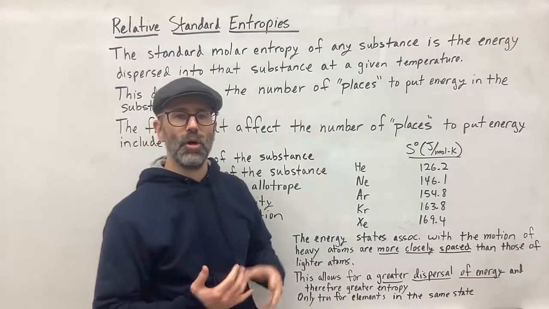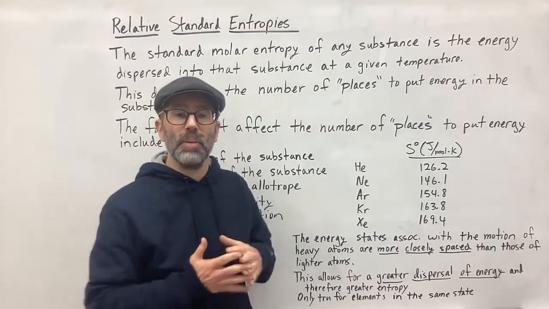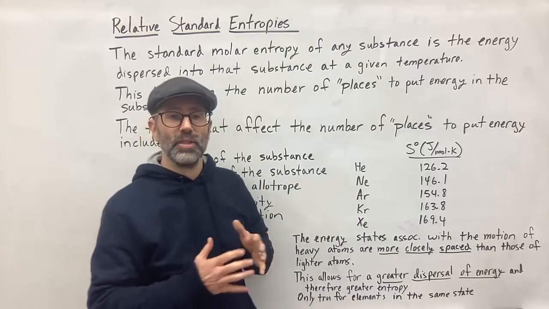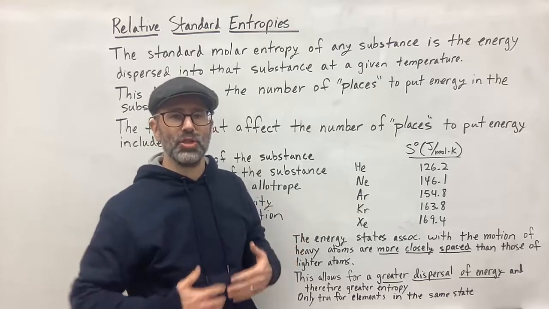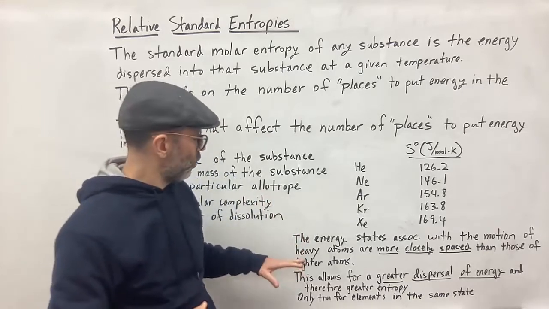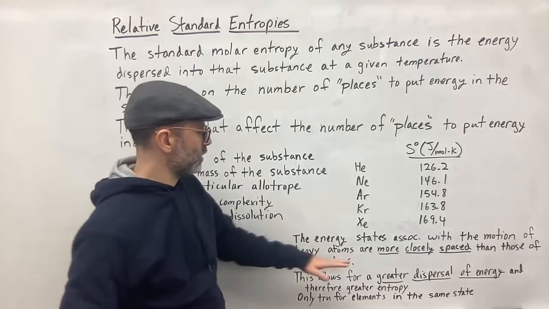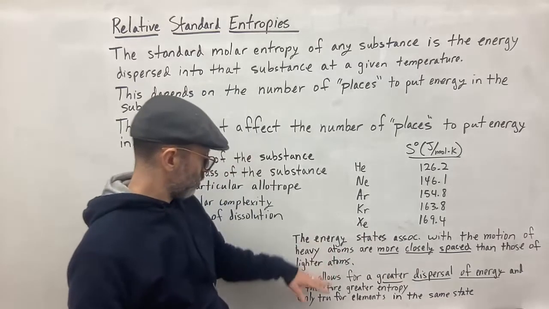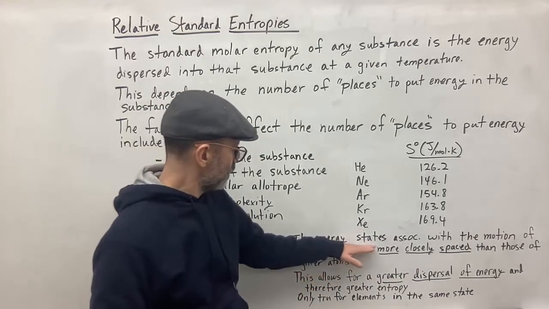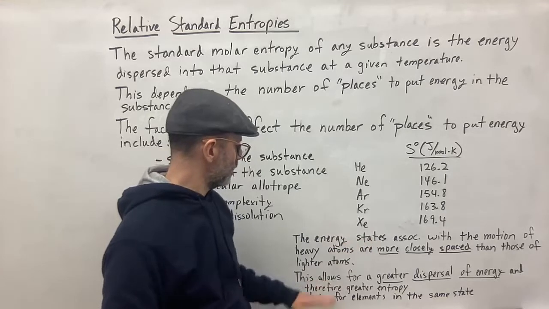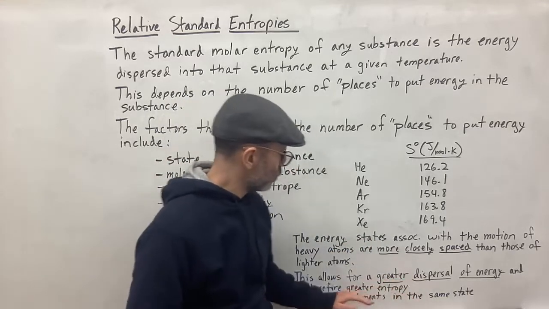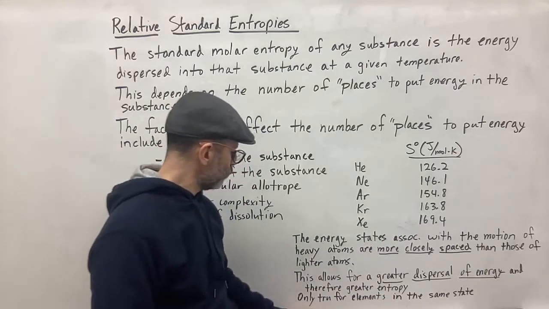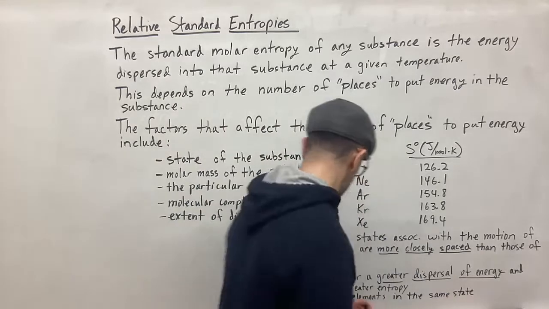And as we said before, entropy is what we mean by a greater dispersal of energy. So when we talk about greater entropy, it means greater dispersal of energy. And so having these more closely spaced energy states allows for a greater dispersal of energy and therefore a greater entropy. This only is true. Oops, I forgot my E on true.